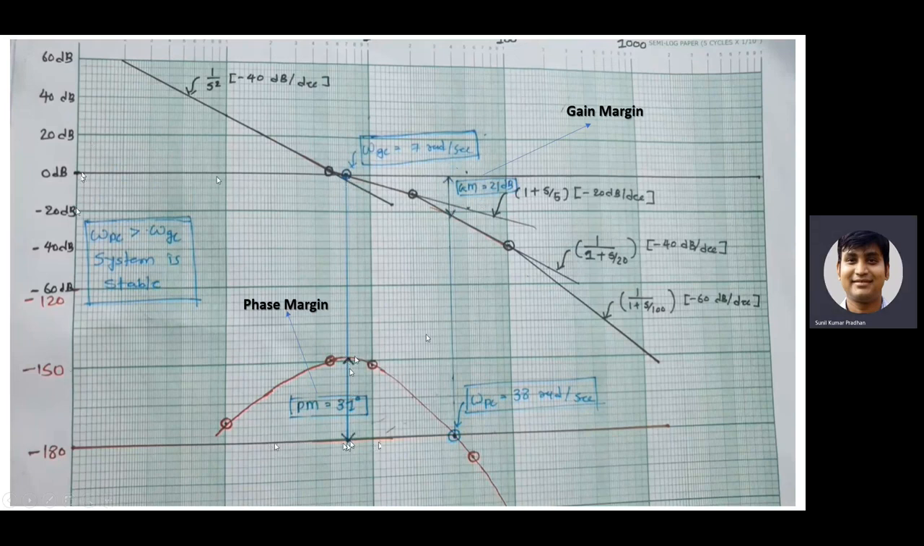So this is all about your Bode plot. As we see here, there are many things we can determine. Phase margin, gain margin, phase crossover frequency, gain crossover frequency. And from these parameters, we can determine the stability of the system also. So this is all about the Bode plot.